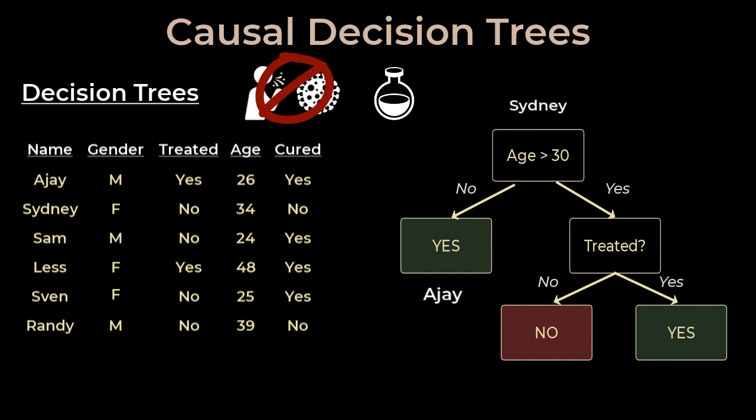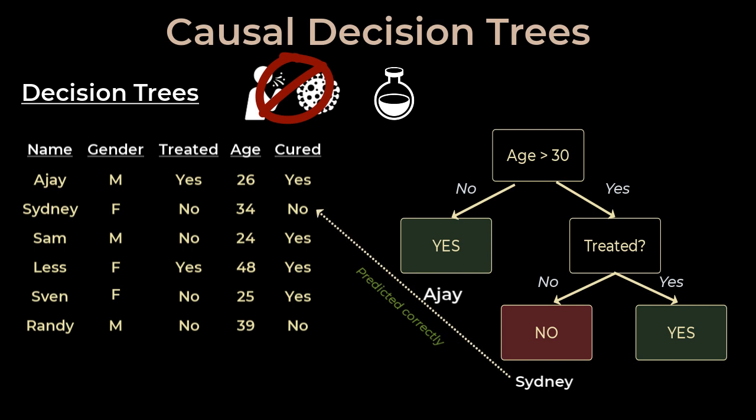Now let's take our second patient, Sydney. She's passed into the root node at the top. Age is checked to see if it's above 30. It is above 30, so we go to the right child. And this is another internal node where we check if the person is treated with the elixir. They were not. And we predict that this person will not be cured.